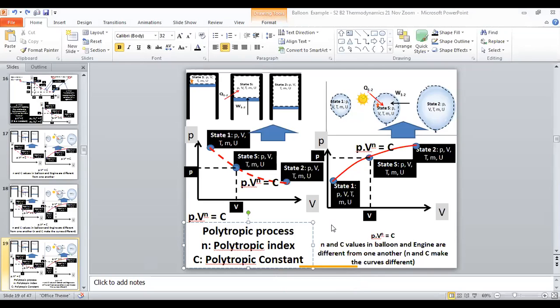So PV to the power n equals constant. We call it a polytropic process. Here n is the polytropic index and C is the polytropic constant. Today, I don't think it's too much for you, but this connectivity is important.